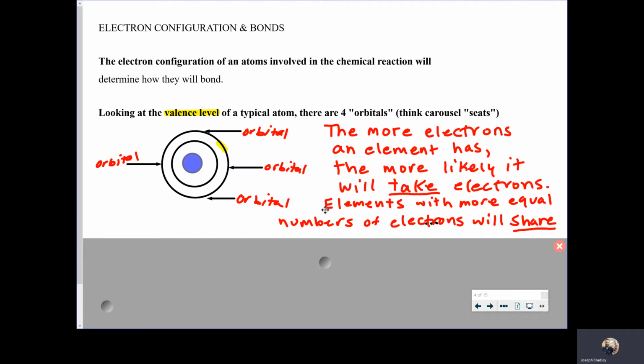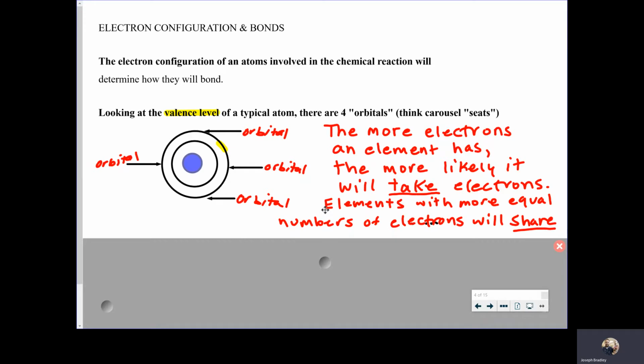So the more electrons an element has, the more likely it will be to take electrons, and elements with more equal numbers will share the electrons. We call this property its electronegativity. It's an important term, electronegativity. Basically, the more electrons that are in the valence level, the more orbitals that are filled, the more electronegative it is. So the very most electronegative element is element 9, fluorine. It's the one that's right before you get to neon, which is a noble gas.